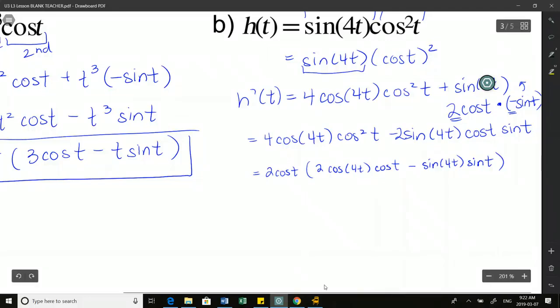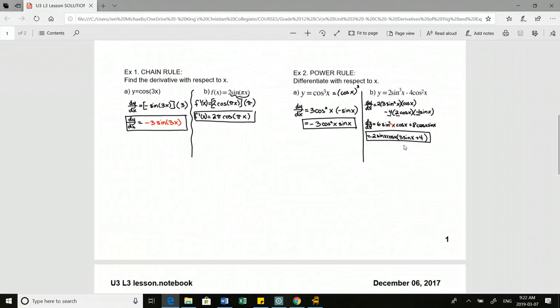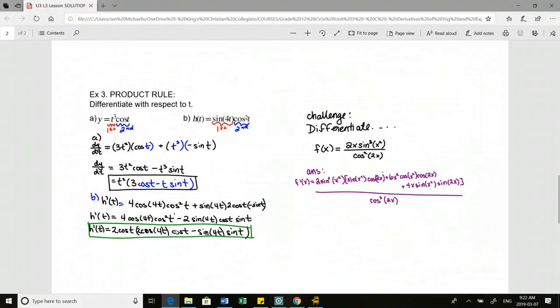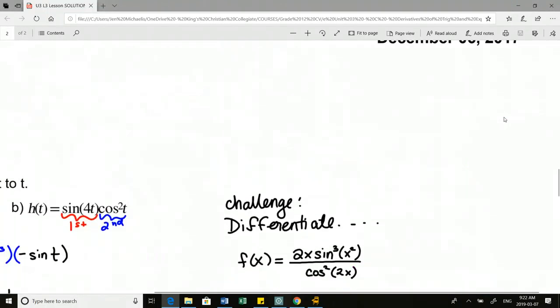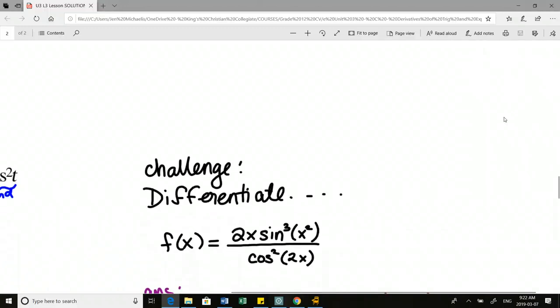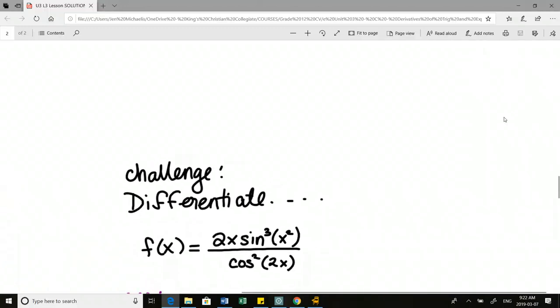I wonder what I did last year. Let's see. We common, oh no, that's not the same one. Yeah, we just common factored last time. All right, so you guys are going to try this one now. See if you can differentiate this bad boy. That's just a challenge.